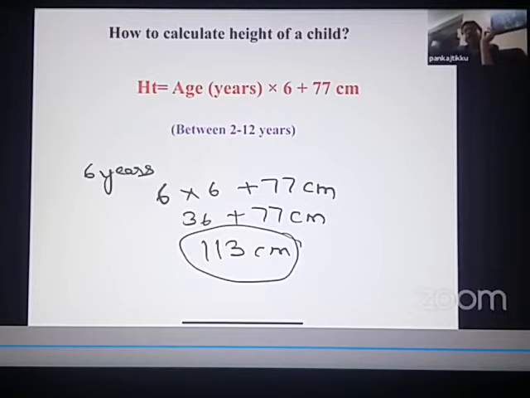What was the formula that we were using for calculating the weight of the child? The formulas that we were using to calculate the weight of the child, I told you: for 3 to 12 months, the formula was age in months plus 9 upon 2 kgs. For a child between 1 to 6 years, the formula was age in years into 2 plus 8 kgs. And for a child between 6 to 12 years, the formula was age in years into 7 minus 5 upon 2 kgs. Those were the formulas to calculate the weight of the child. This is the formula to calculate the height of the child: age in years into 6 plus 77 centimeters. You can be given any age of the child. Only condition, the child should be between 2 to 12 years of age.